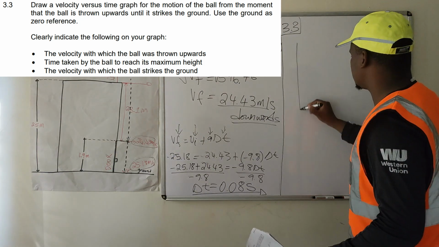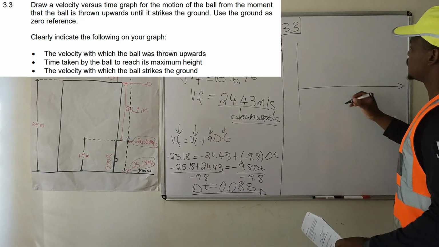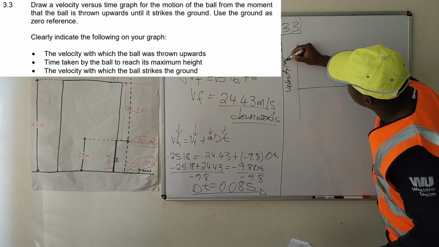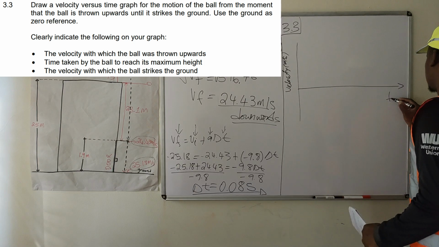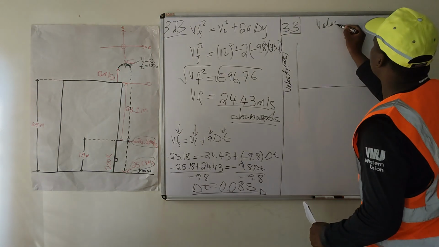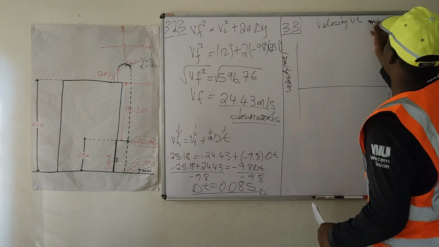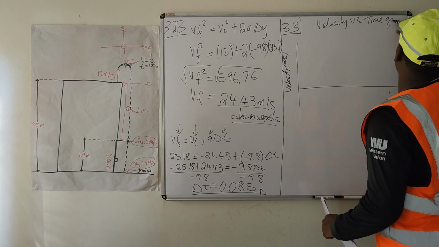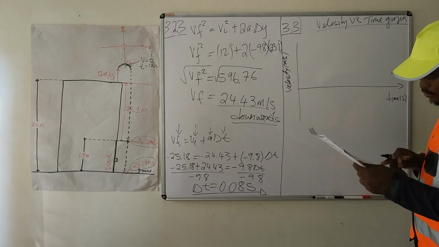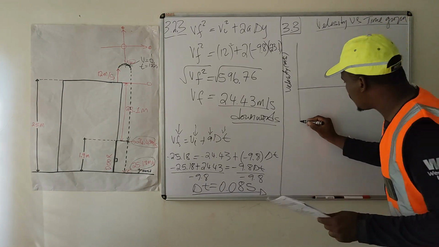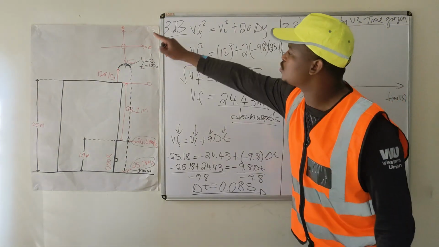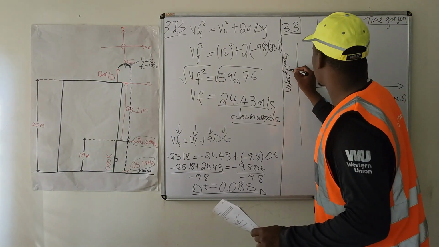So velocity time graph, it is. You have velocity here in meters per second, and you have time here in seconds. So, velocity versus time graph. They want you to indicate the velocity with which the ball was thrown upwards. The ball was thrown upwards at 12 meters per second, and 12 meters per second was positive because it was going upwards. So we have 12 here.